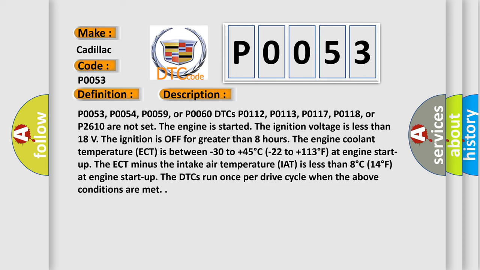P0053, P0054, P0059, or P0060 DTCs, P0112, P0113, P0117, P0118, or P2610 are not set. The engine is started. The ignition voltage is less than 18 volts. The ignition is off for greater than 8 hours. The engine coolant temperature ECT is between minus 30 to plus 45 degrees Celsius, minus 22 to plus 113 degrees Fahrenheit at engine startup. The ECT minus the intake air temperature IAT is less than 8 degrees Celsius, 14 degrees Fahrenheit at engine startup. The DTCs run once per drive cycle when the above conditions are met.